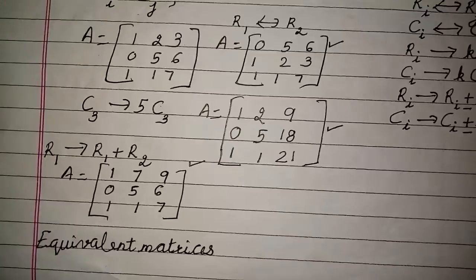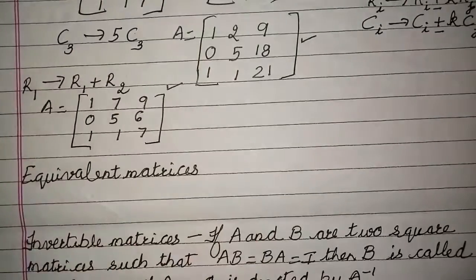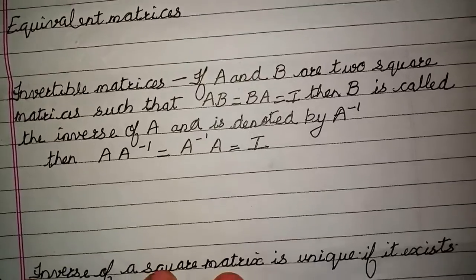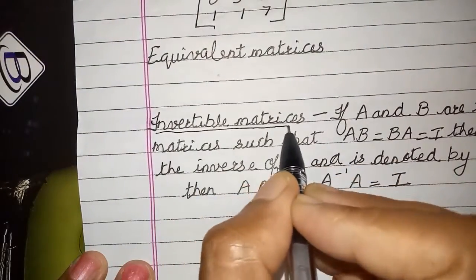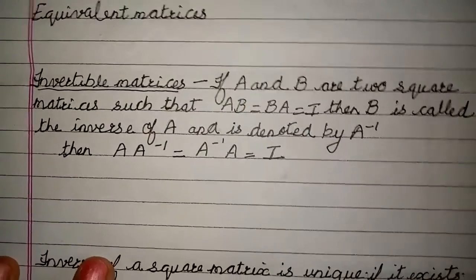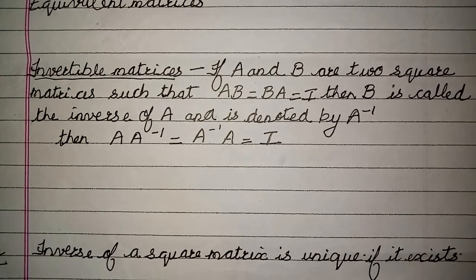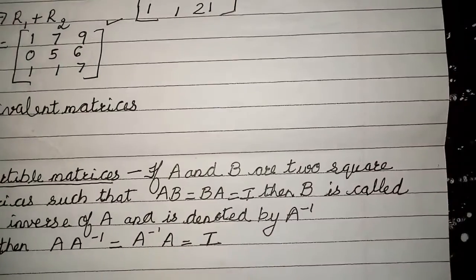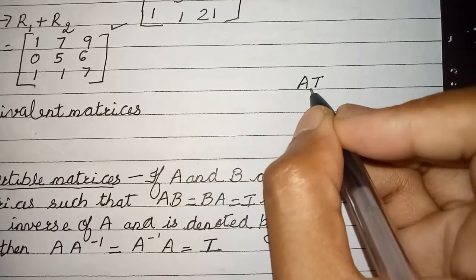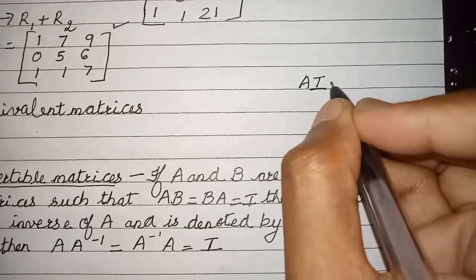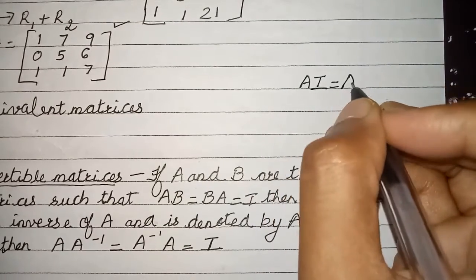Now, why did we learn elementary operations? In order to find the inverse of a matrix. So my next topic is invertible matrices. If you remember, children, we have studied in the property of matrix multiplication that every square matrix A has an identity matrix I such that AI is equal to A.